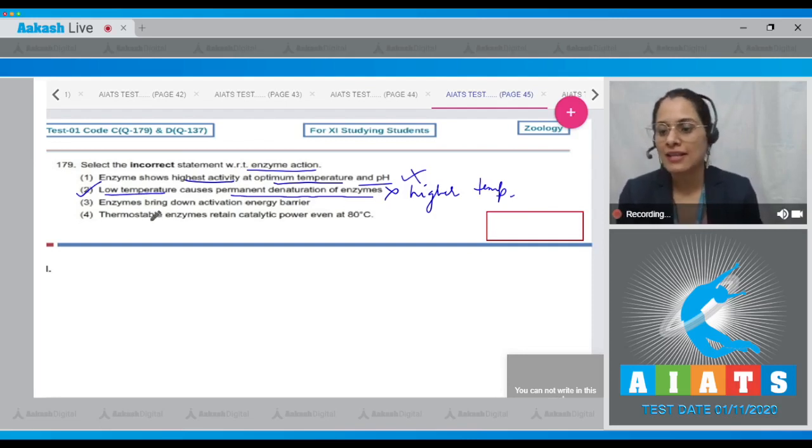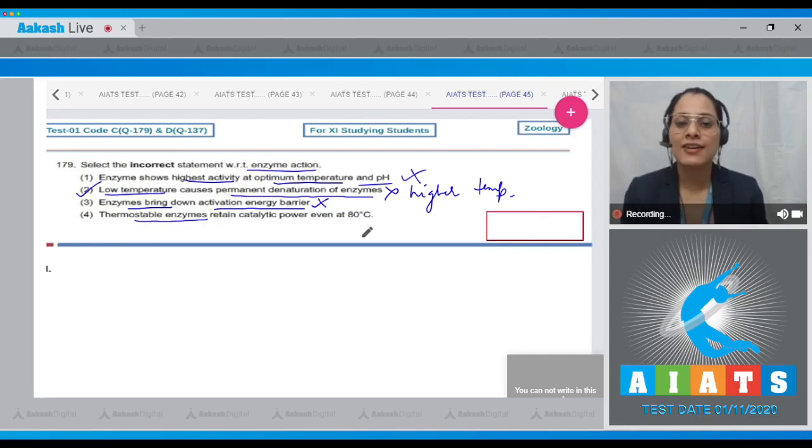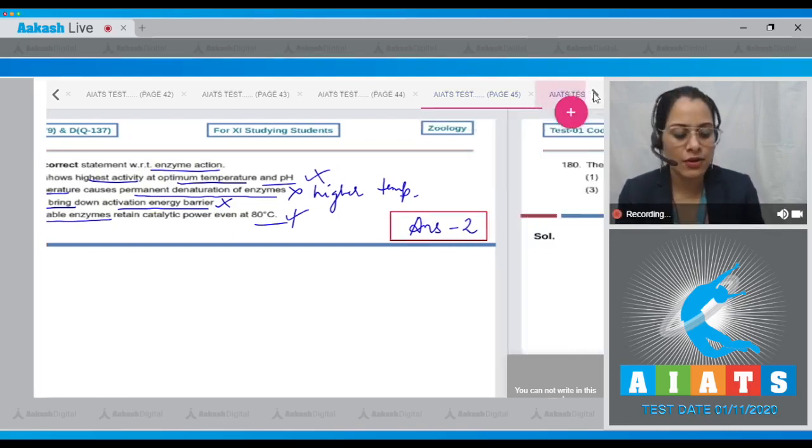The next statement says, enzymes bring down the activation energy barrier. This is a correct statement, so it cannot be a correct answer. The last statement, thermostable enzymes retain catalytic power even at 80 degrees Celsius. This is a correct statement, so it cannot be a correct answer to our question. And the correct answer to this question is option number 2. Let's proceed to the next question.